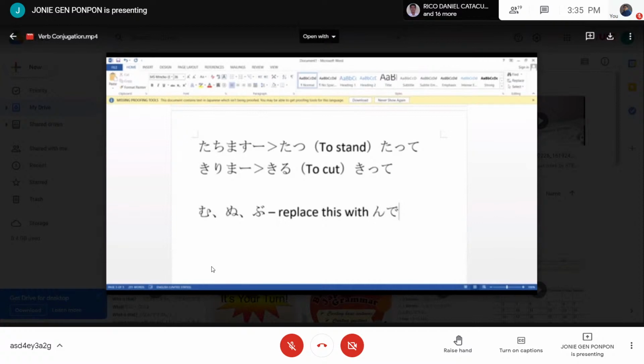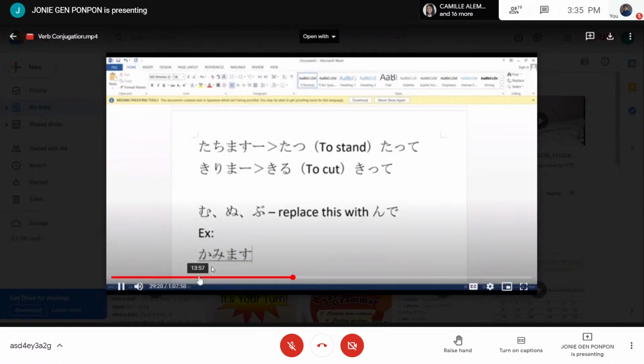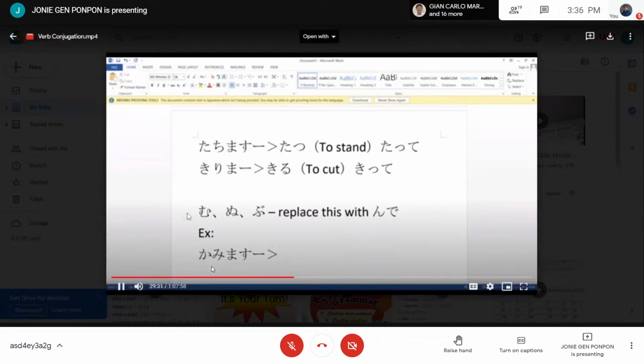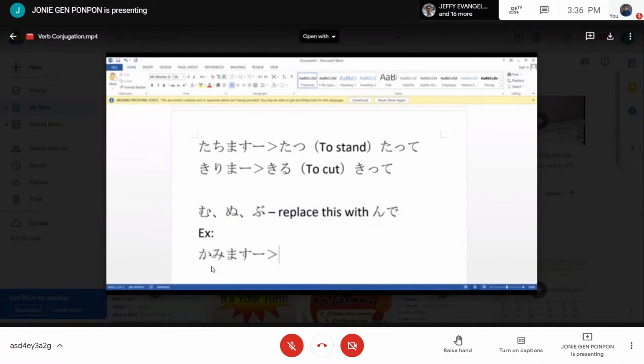Okay? So, instead na ang i-change mo, the na. Okay? Let's have another example for mu. Example, mu. Kamimasu. Yan, meaning ng kamimasu is chew. Okay? Kamimasu, to chew. Okay, so since it is in the group 1 verb, kamu, so magiging kamu siya.